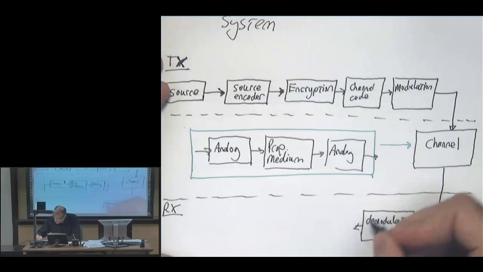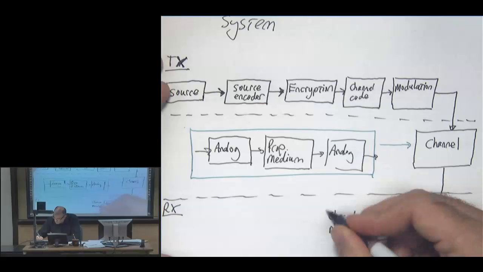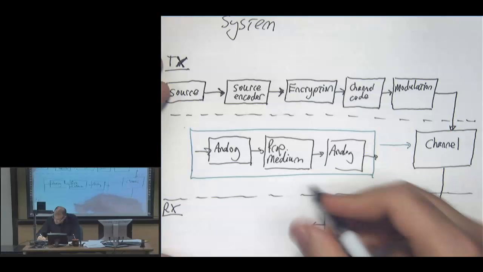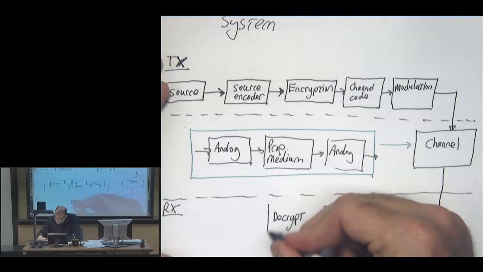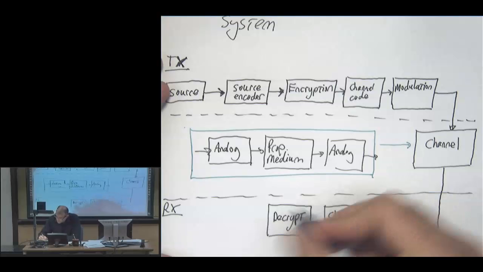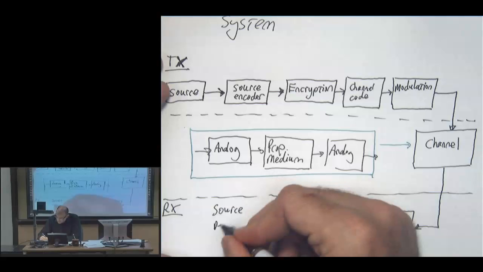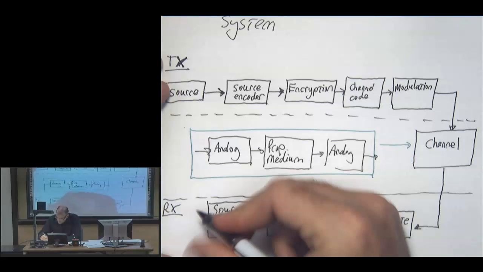Okay. Then there's channel decode. Nice. Yeah, it actually looks better on the screen than how I'm drawing it. That's good. Really good. All right, so decryption. I'll just put decrypt here. And this will be the source decoder. And then this will go back to the sink here.